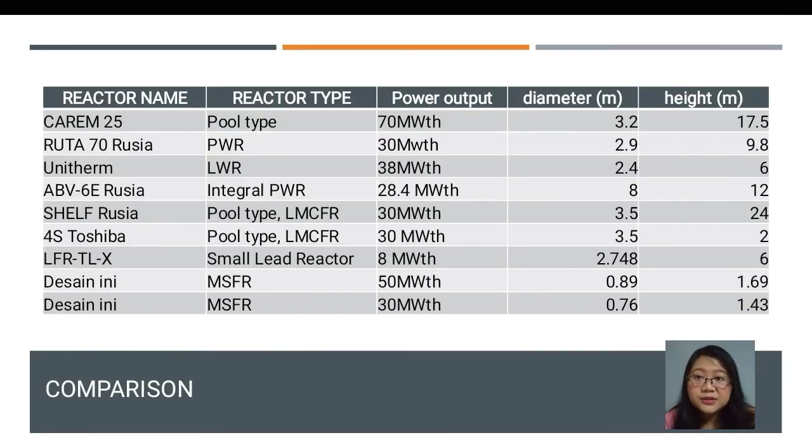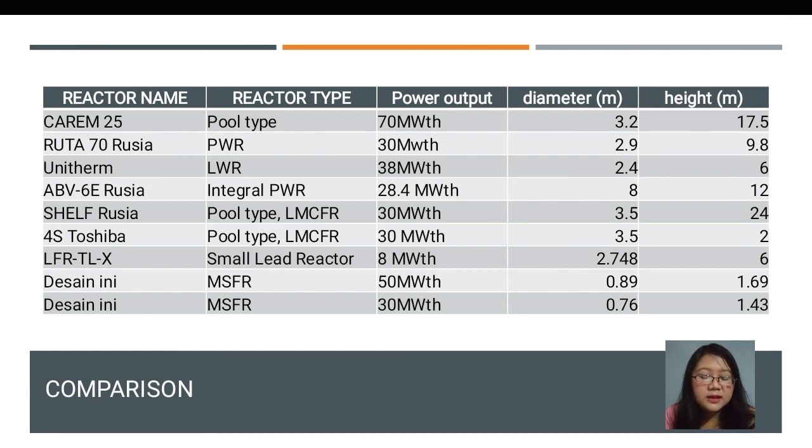Compared to other reactors producing the same amount of power, notice that for 30 megawatt thermal, South Russia has 3.5 meters in diameter and 24 meters in height. And also Toshiba, for 30 megawatt thermal, also has 3.5 meters in diameter and 6 meters in height. And in comparison, this model reached only around 90 centimeters in diameter for 50 megawatt thermal power and 1.7 meters in height.